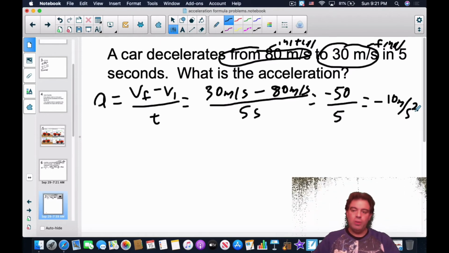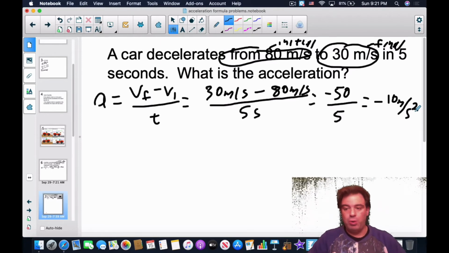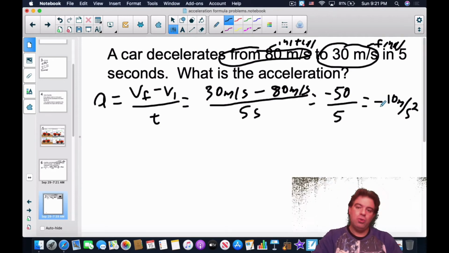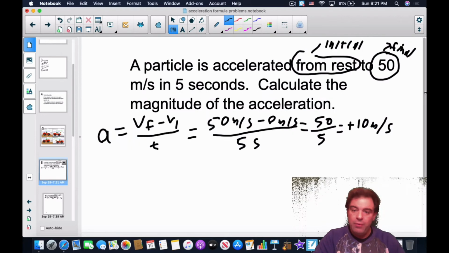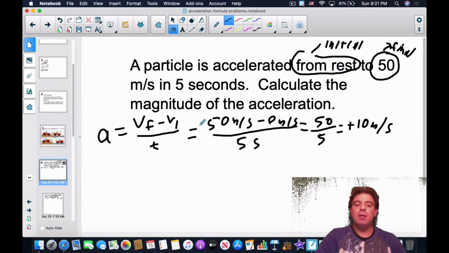I want you to notice one thing in conjunction with the previous problem. In this case, acceleration was negative. Notice what happened. The car went from 80 meters per second to 30 meters per second, meaning it slowed down. And that's what deceleration is. Deceleration is simply negative acceleration. But in the previous problem, the particle, because there was a positive acceleration, went from rest to 50 meters per second. In other words, its velocity increased.